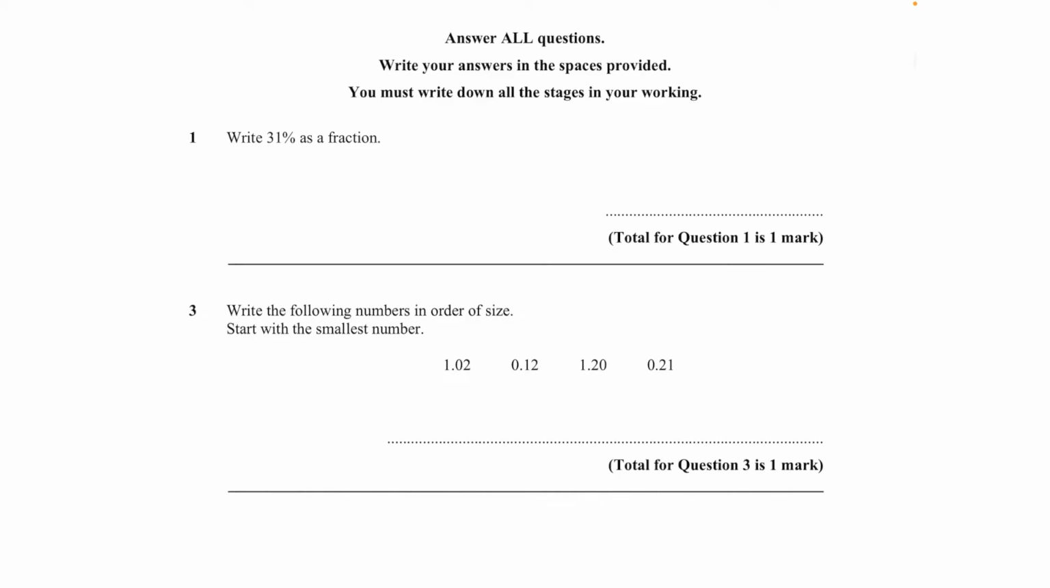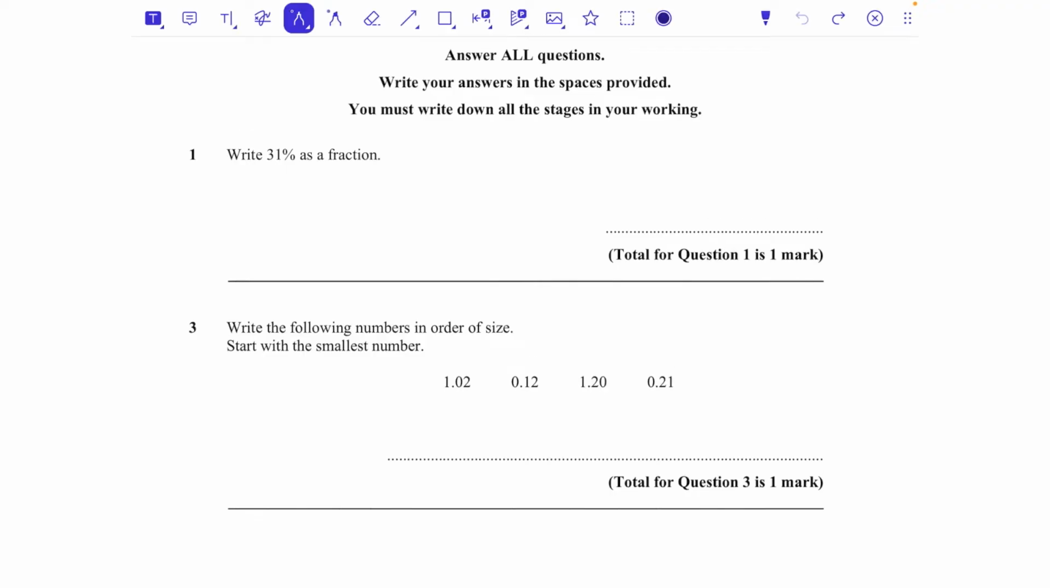Okay, question number 1. Write 31% as a fraction. So percent means out of 100. So 31% means 31 out of 100. So 31 out of 100. It doesn't simplify, but even if it did, it's only a 1 mark question, so it wouldn't matter if you did or didn't. Question number 3, write the following numbers in order of size, start with the smallest number.